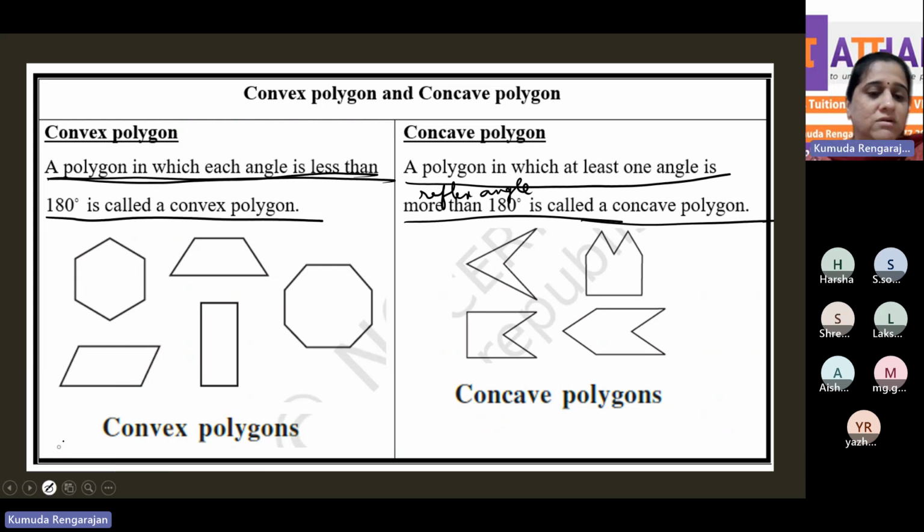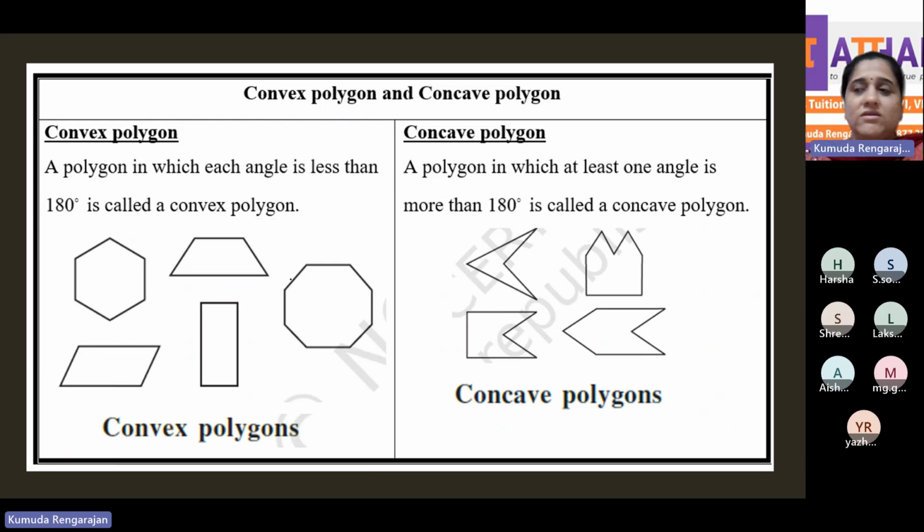So you can see some figures here. All these are convex. These are concave. You can see that mouth-like opening. Such things are concave, as if an animal is opening its mouth, like the mouth of a cave, concave. You just have to visualize it like that.